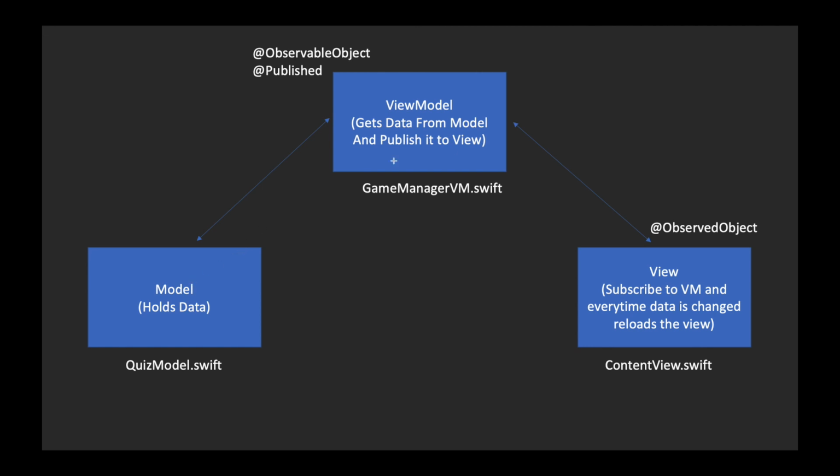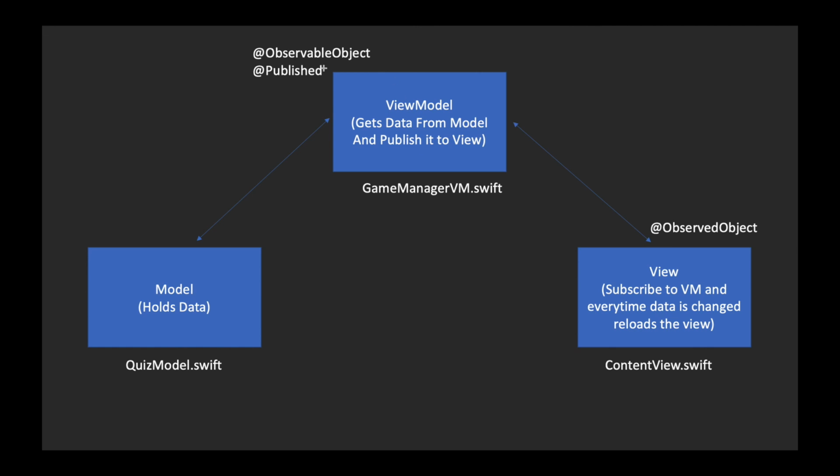With MVVM we have a model, view model, and a view. Our model, in our case it's quizModel.swift, will hold the data, right? Our view model gets data from the model and publishes it to the view, and our view subscribes to the view model, and every time data is changed it reloads the view. So that's the duty of the model, view model, and view. The view is not responsible for any logic; it will just subscribe to the view model, and every time there are any changes in the view model data, the view model will publish the data and the view will listen to that data.